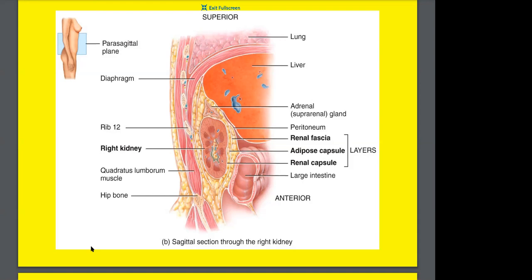Okay, so as we said, the kidney is sitting in a fat capsule here. So what I want to do at this point, now that we've talked a little bit about where the kidneys are and what surrounds them, is go ahead and draw the kidney with you.